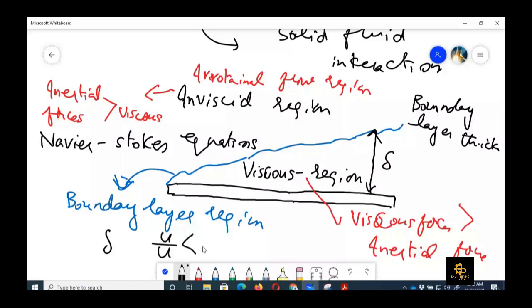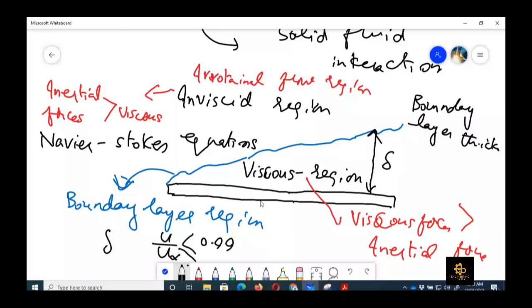So it means that if the velocity is different from the free stream velocity, in that region the presence of that body is felt. So that is the region where viscosity is dominant. So this boundary layer grows as we move along the blade.